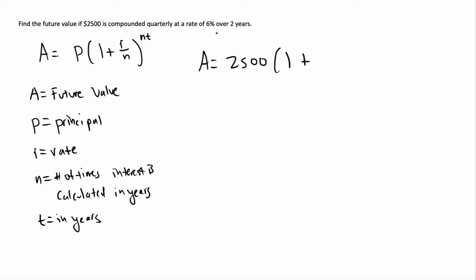And then the interest rate is 6%, so we should write that as 0.06 divided by n here. Now, if the interest is compounded quarterly, that'll be 4 times per year. So we want to divide that by 4 here, and then over 2 years, 4 times 2 would be 8. Essentially, the interest will be calculated 8 times total throughout this 2-year span.